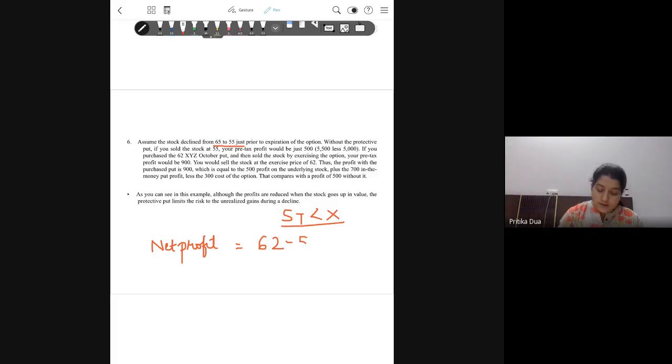which means as compared to your purchase price, you are still making a profit of 12 rupees on each share, minus the 300 premium you have paid. So now your net profit from this combination strategy comes to 900. So in either of these situations, you are making a profit because of the combination strategy.